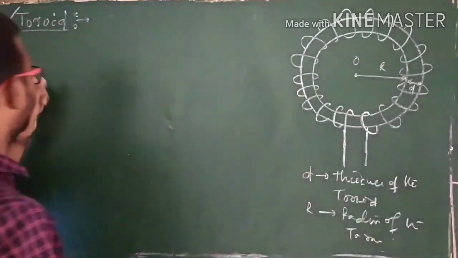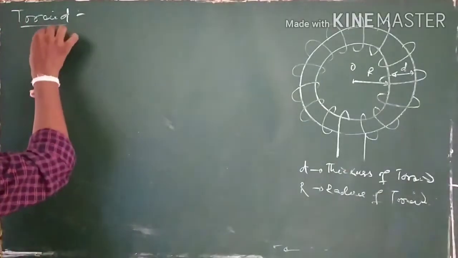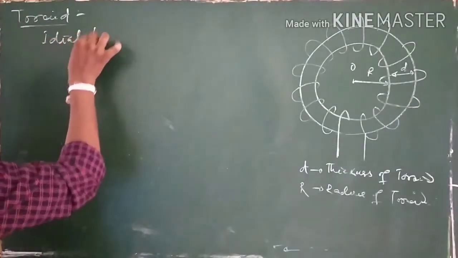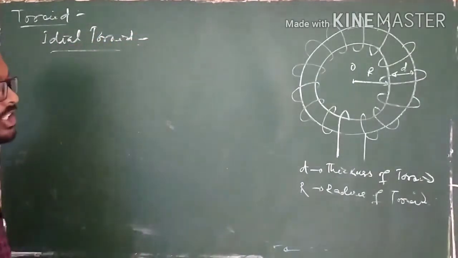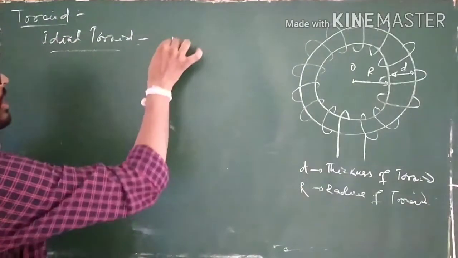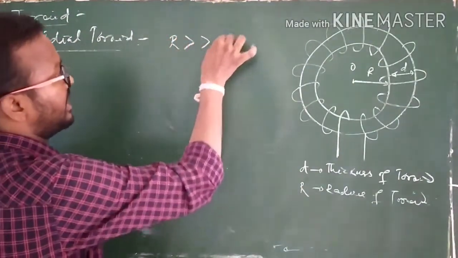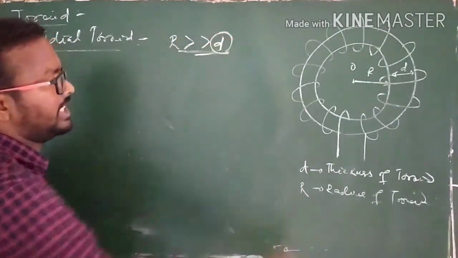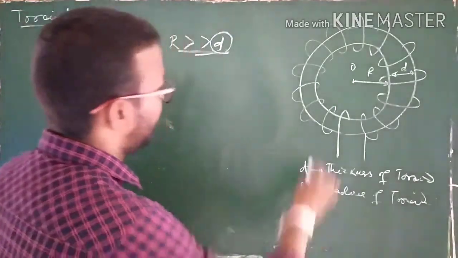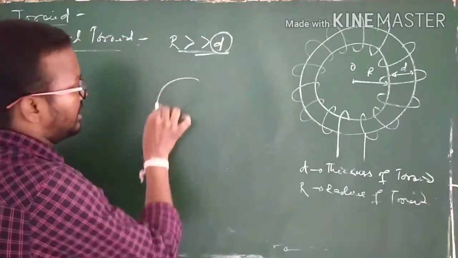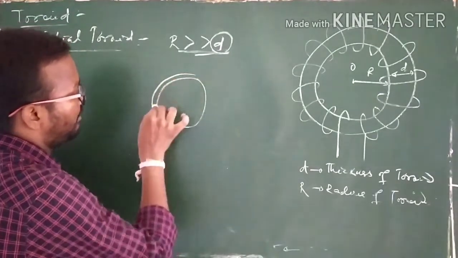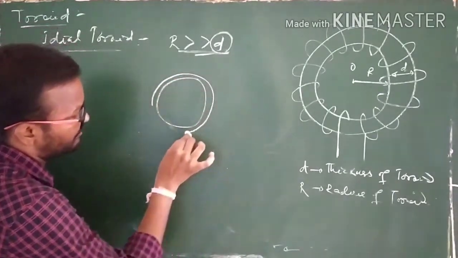But here we will discuss the ideal toroid. So what is an ideal toroid? An ideal toroid means that the radius R of the toroid is very large as compared to the thickness D of the toroid. That means the thickness of the toroid is very small as compared to R. So this is the actual form of an ideal toroid.